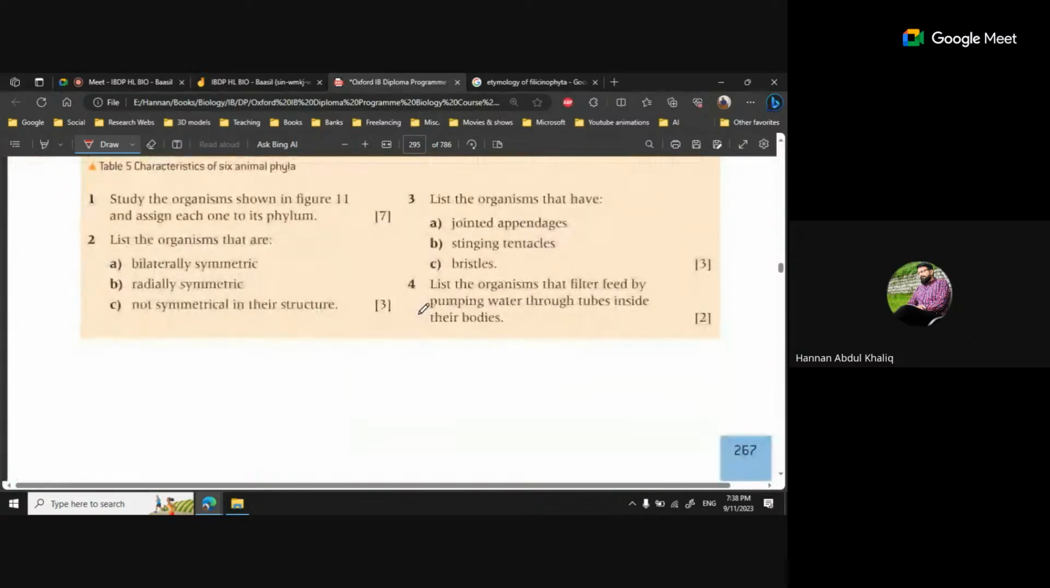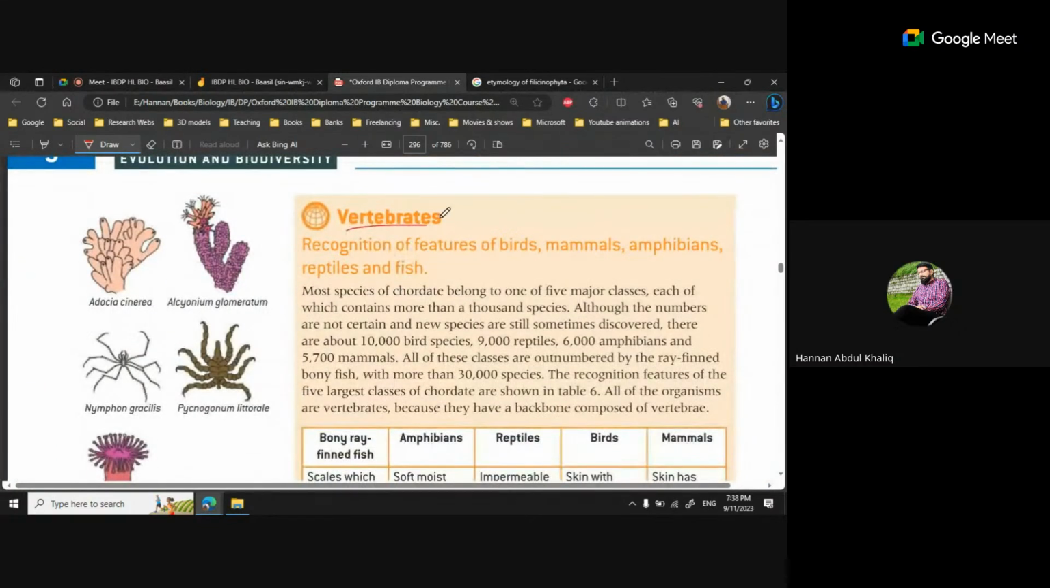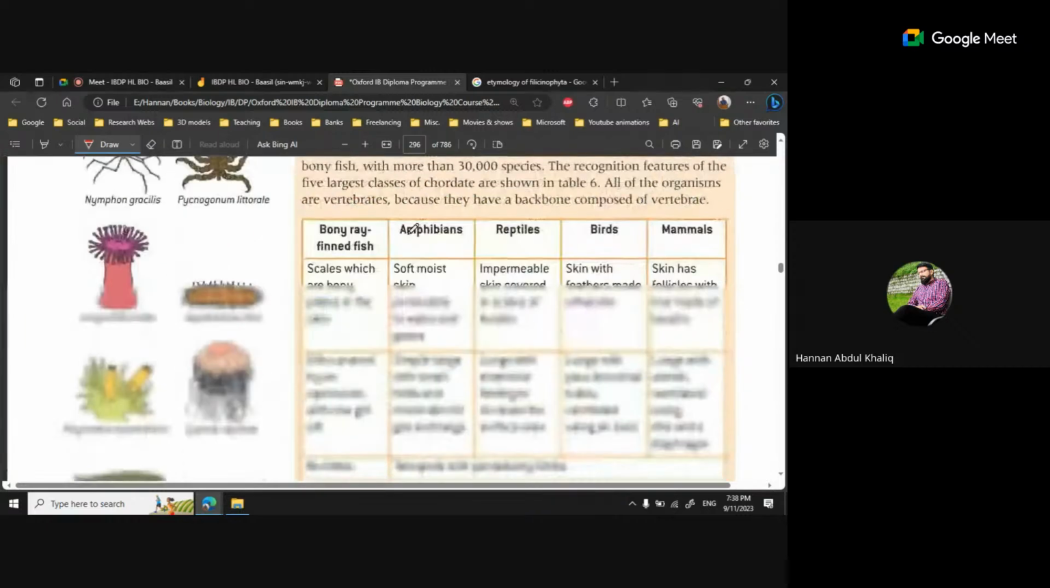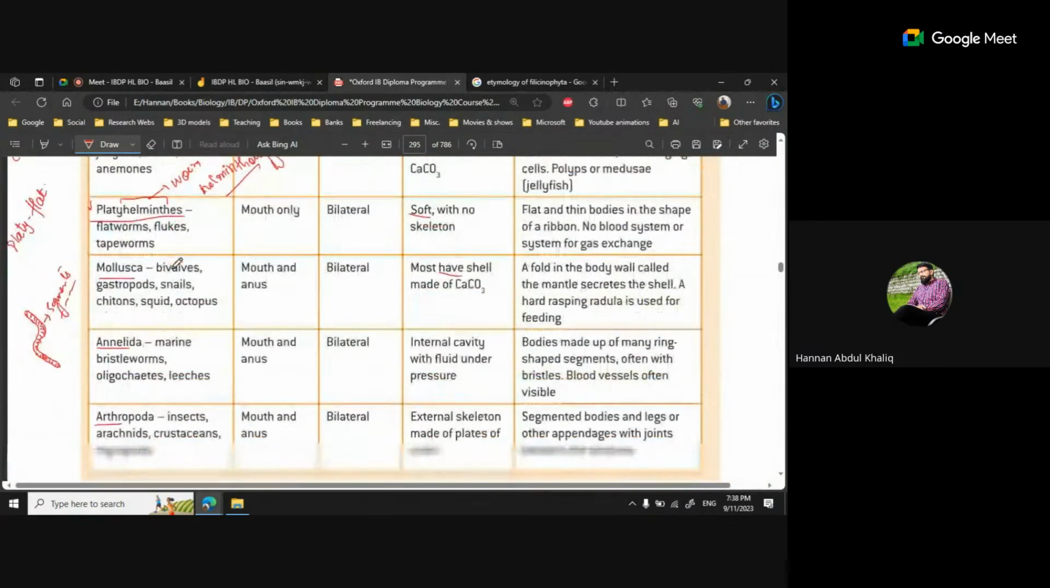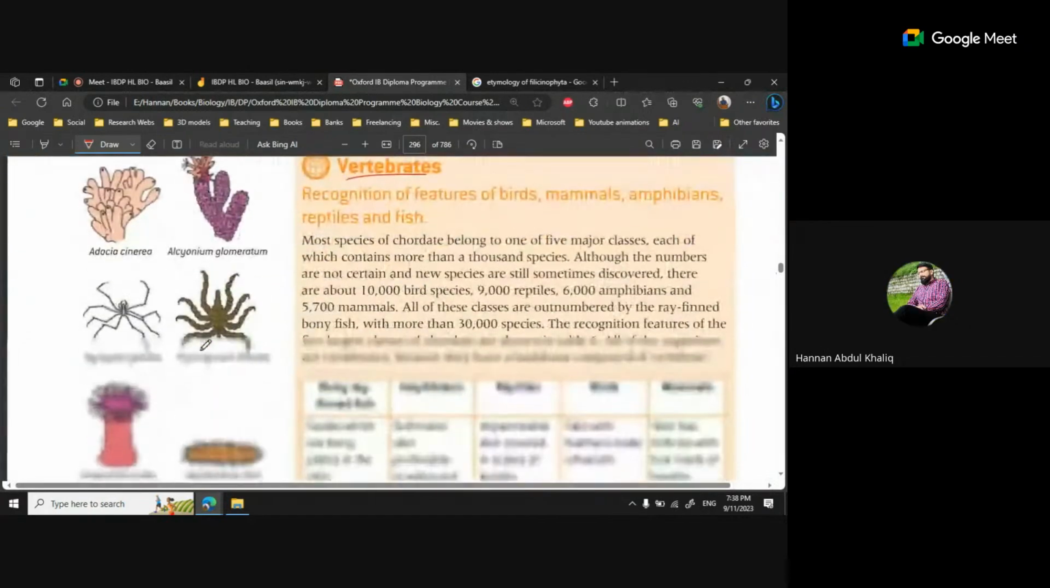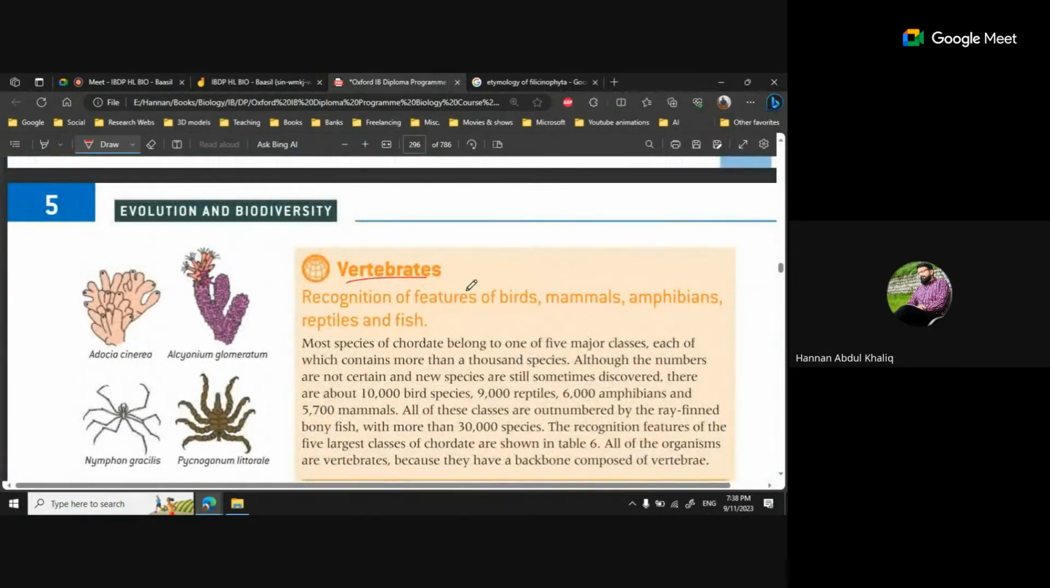Coming to the next part, that is vertebrates. So now it has been differentiated from the rest of the group because the previous ones had no vertebral column. Now these are vertebrates. They have their backbone. These are the organisms that they are showing from the previous page, the invertebrates one. Okay, so you can see their diagrams. Although now the vertebrates are here.